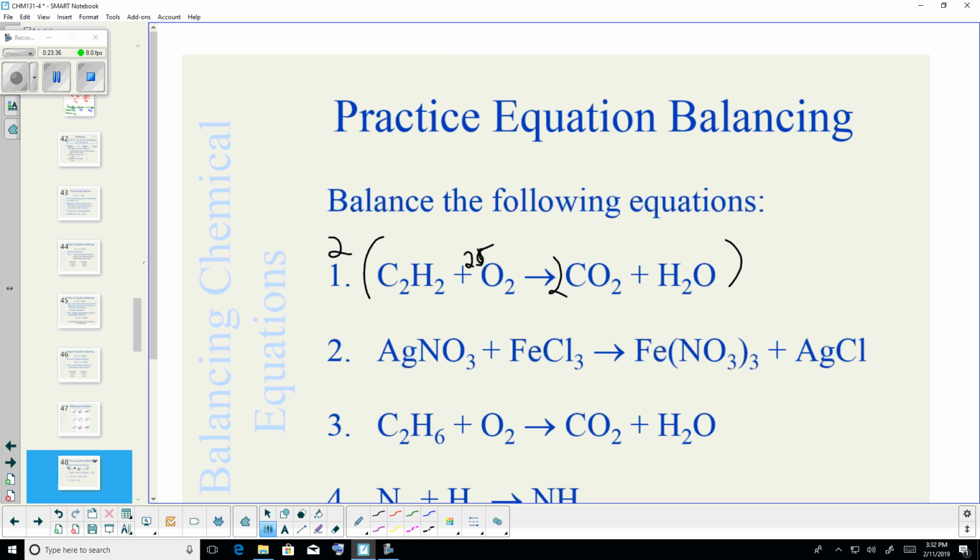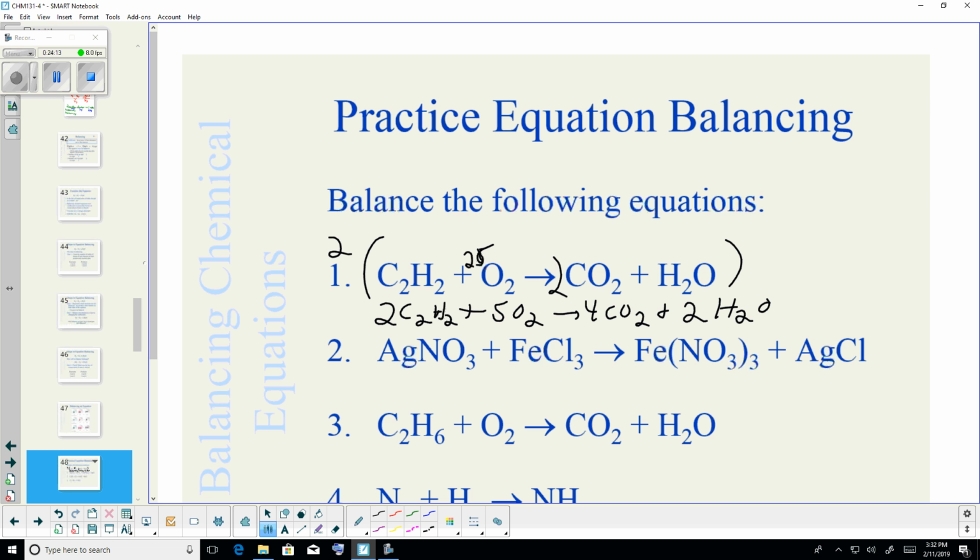So what's the coefficient here right now? You don't see one. What is it? 1. So 2 times 1 is 2. So now I have 2C2H2. 2 times 2.5 is 5O2. 2 times 2 is 4CO2. 2 times 1 is 2H2O. Now we check it.